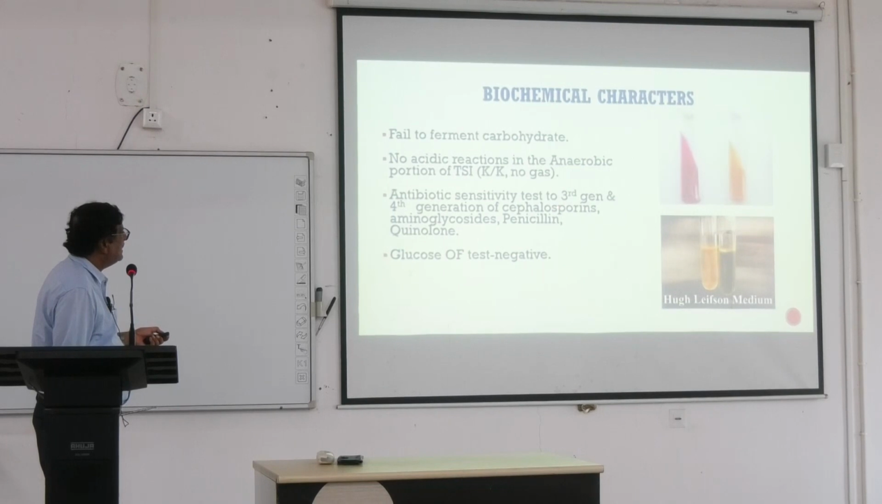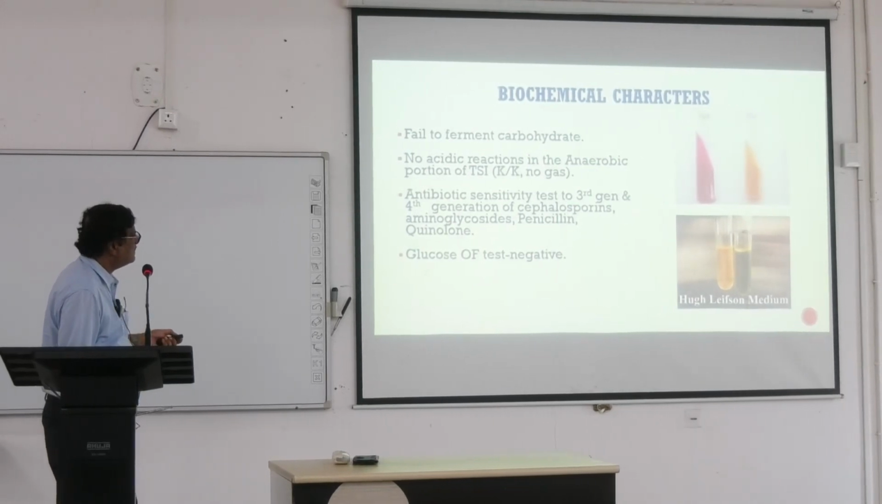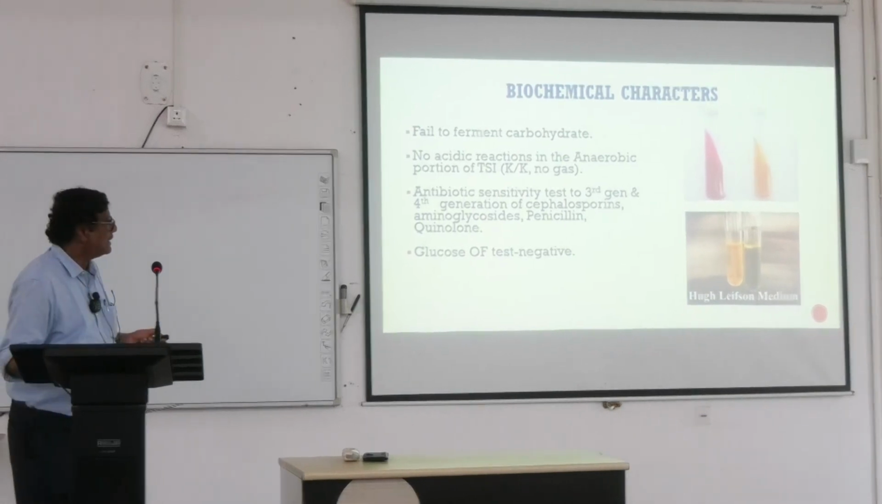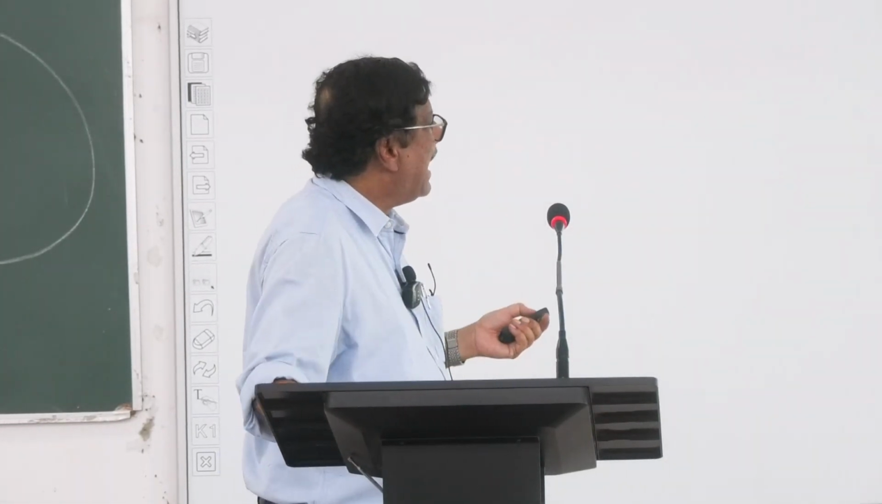Antibiotic sensitivity test to third generation and fourth generation of cephalosporin, ceftazidime and cefepime. They are examples of third and fourth generation cephalosporin. They are resistant to this. Aminoglycosides like gentamicin, amikacin, etc. Penicillin, quinolones, ciprofloxacin, norfloxacin. They are usually sensitive to this third gen and fourth gen, and aminoglycoside, penicillin, quinolones are usually sensitive, but we have to check the antibiotic sensitivity test before you start any therapy. The glucose OF test is negative.